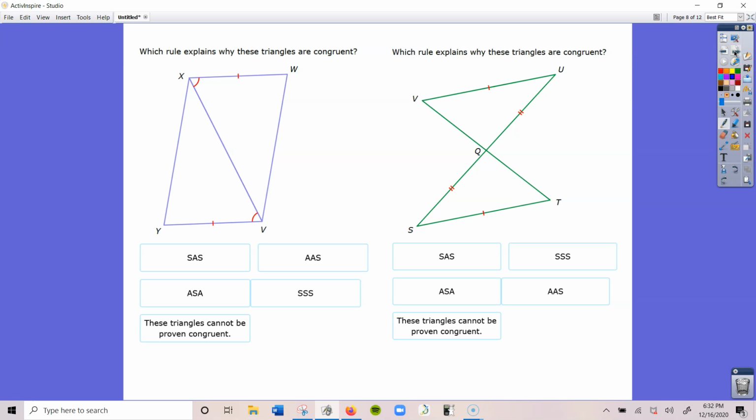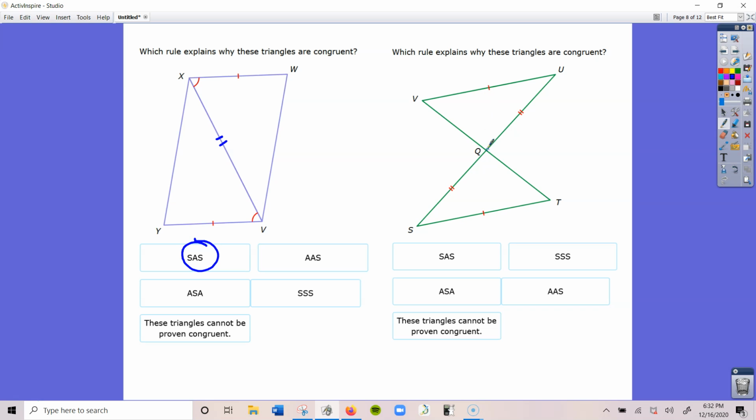Again, we don't really have all of our markings here, but for this one, you see how they share this side. If they share a side, then the side that they share is obviously congruent because it's the same thing. So this side of this triangle and this side of this triangle are obviously the same. So you can mark it, and then to help you figure out what would be my rule, if I start with this side, I have a side followed by an angle followed by a side. So this is SAS.